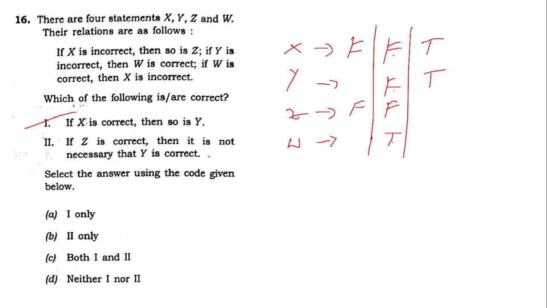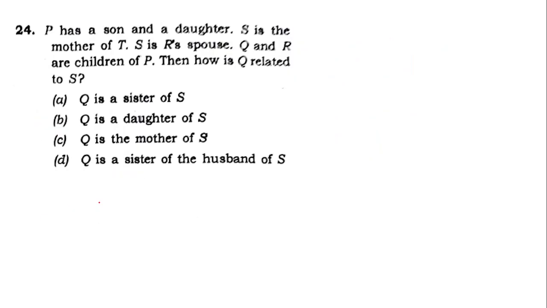Second one, if Z is correct, then it is not necessarily Y is correct. No, we can't say that it's not necessary. It will be correct only. So we cannot say it is not necessarily. So this will not be possible. So only one is correct. So option A, one only, is the correct answer. Let's go to the next question.